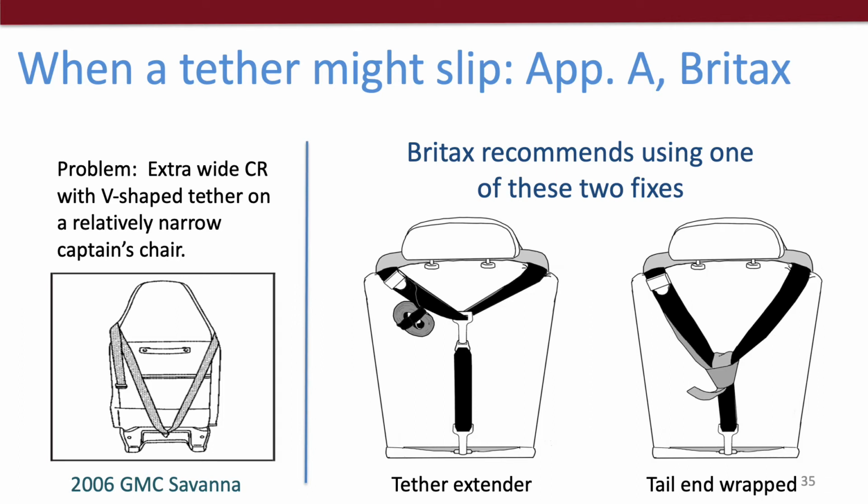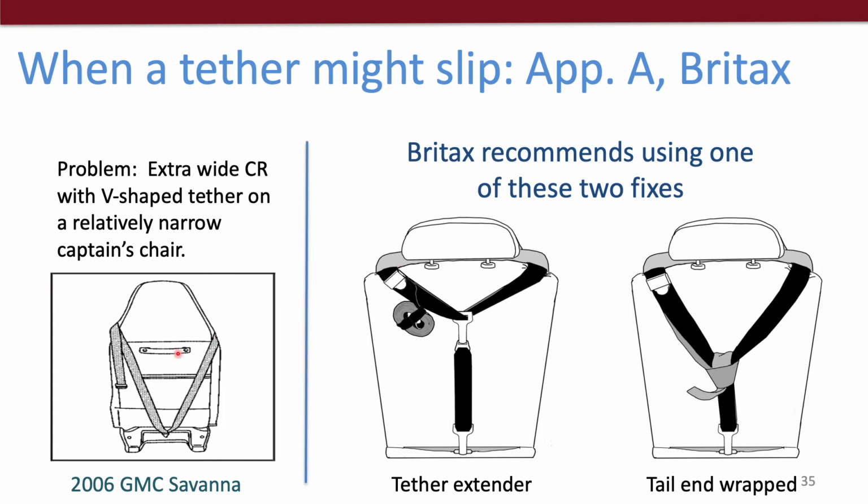And now here's another helpful tip as well. This is an example of using that with a Britax, and this actual image is from the Britax Appendix A entry. So these are approved images from Britax. In this case, the extender is used to solve a potential problem of a V-shaped or 3-point tether on a relatively wide car seat, so that those 2 points are far out, but when the seat itself is relatively narrow, like a narrow captain's chair.